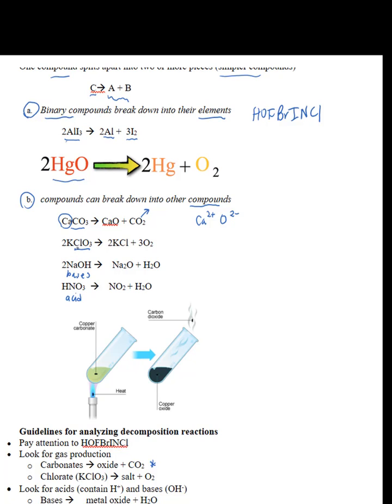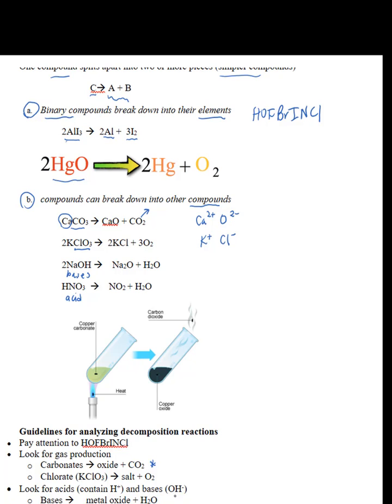So for a chlorate, the rule is that we're going to get a salt and we're going to get oxygen. So I'm going to remove the oxygen from this and I'm going to make a compound with what's left over, with the K and the Cl. So again, K plus and Cl minus, using the periodic table, is how I know that it's Cl2. And then oxygen is O2 because it's part of Hofbrinkel.